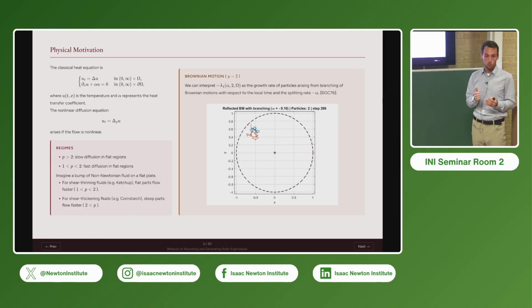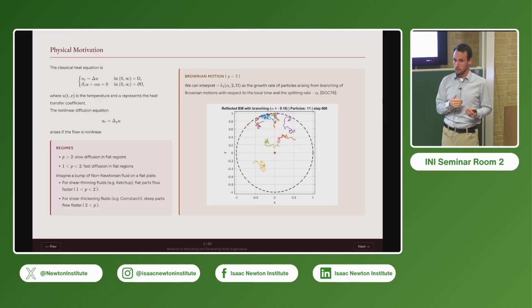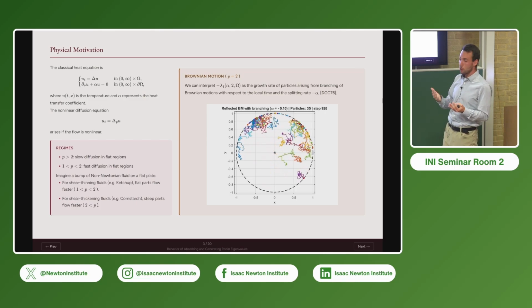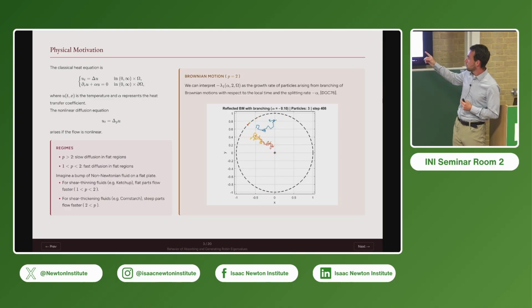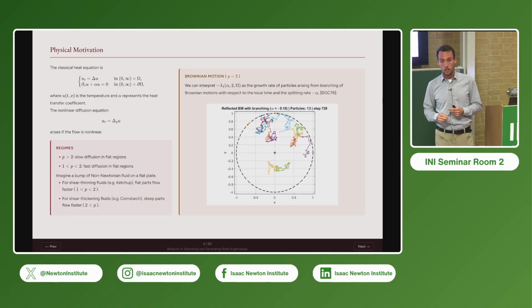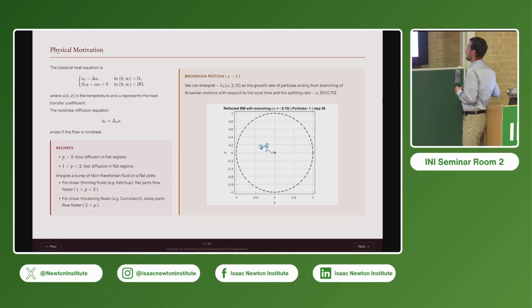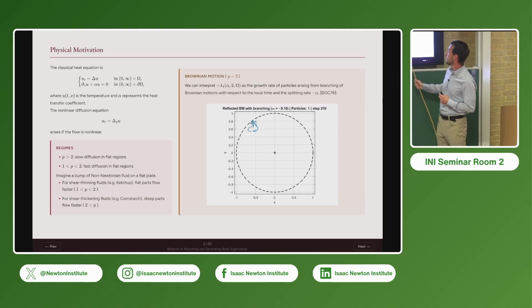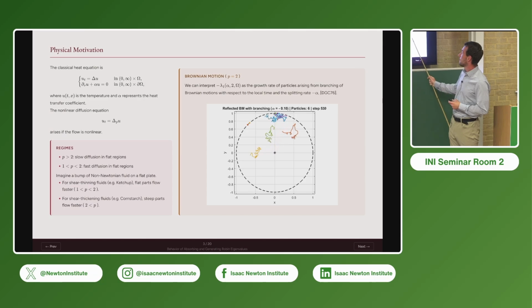And when alpha is negative, we are in the so-called superconducting regime, where new particles are created, once again at a rate depending on alpha. So when alpha is 0, we generate 0 new particles, and when alpha tends to negative infinity, then the rate at which we create particles tends to infinity. And in this case, the expected number of particles inside of omega can be related to the eigenvalues of the Laplace operator under Robin-type boundary conditions. To be precise, we can interpret negative lambda1 as the growth rate of particles arising from branching of Brownian motions with respect to the local time and the splitting rate negative alpha.